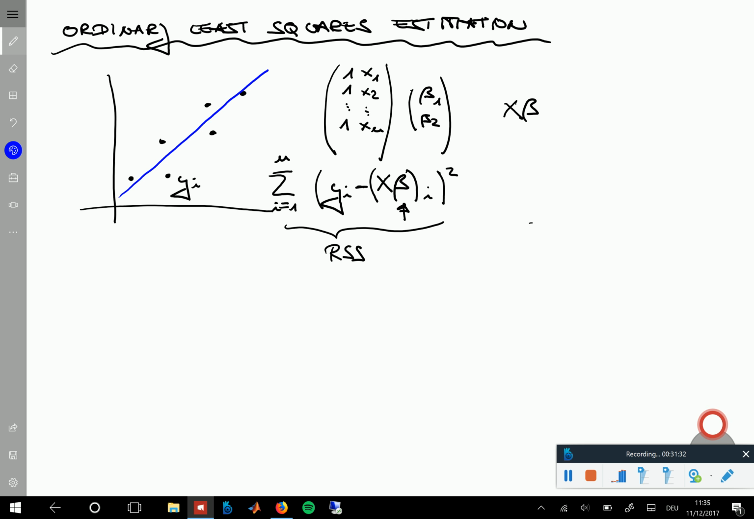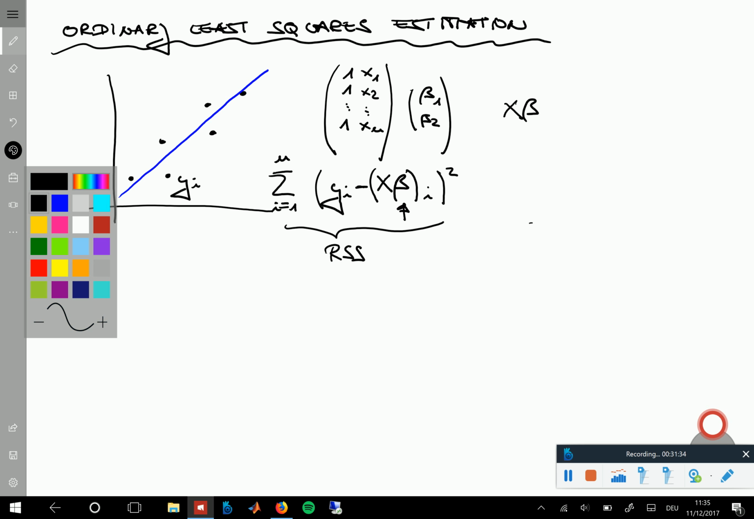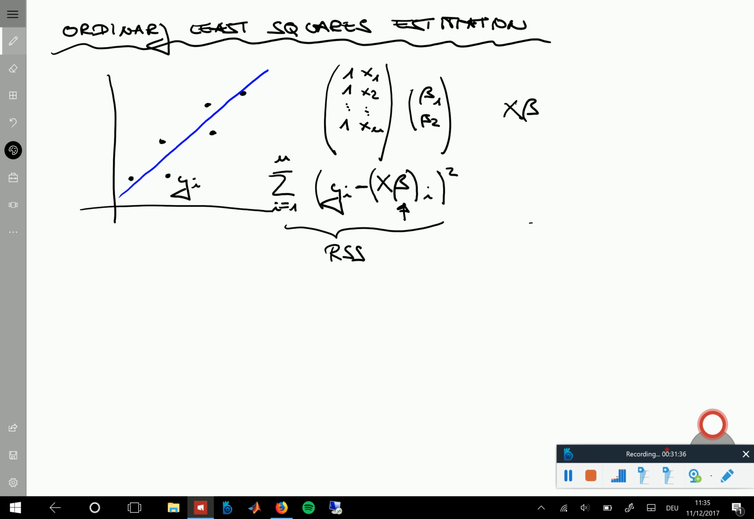So let's maybe put that a little bit more formal. So your beta ordinary squares wants to be the minimizing argument. So it wants to minimize the sum of squares, the residual sum of squares.